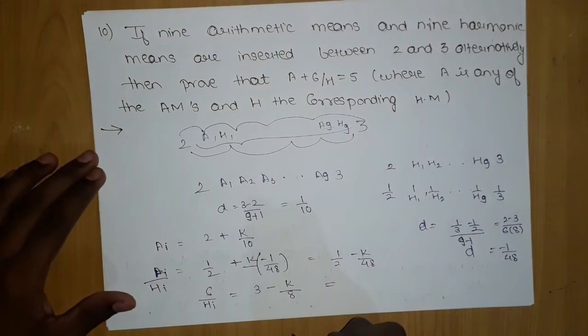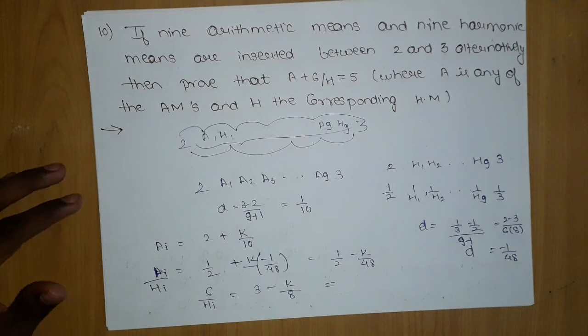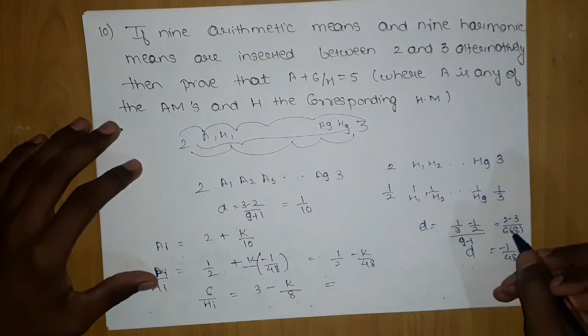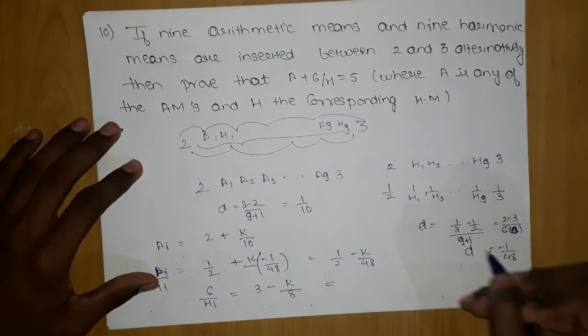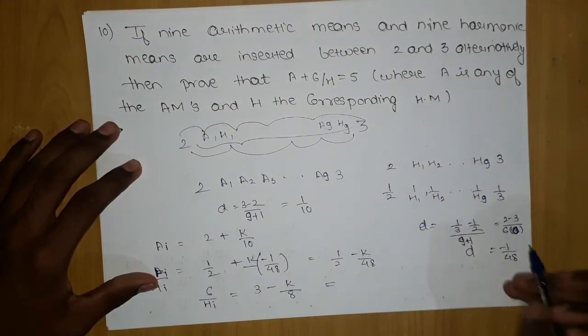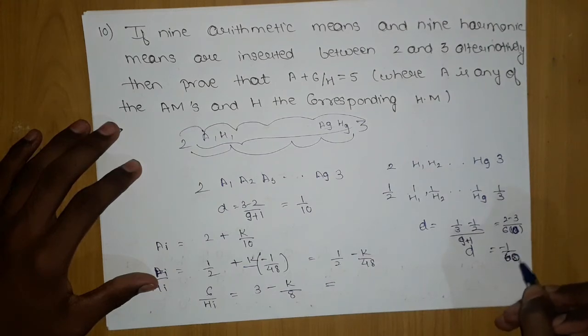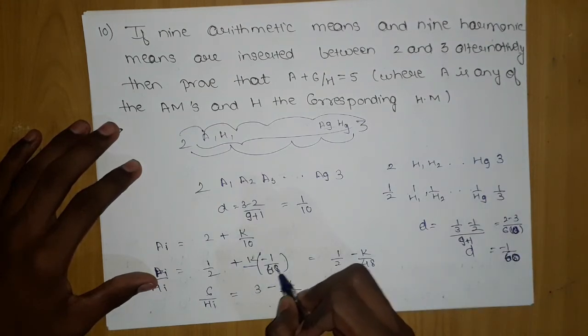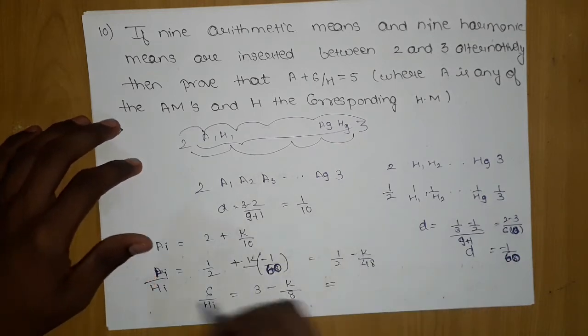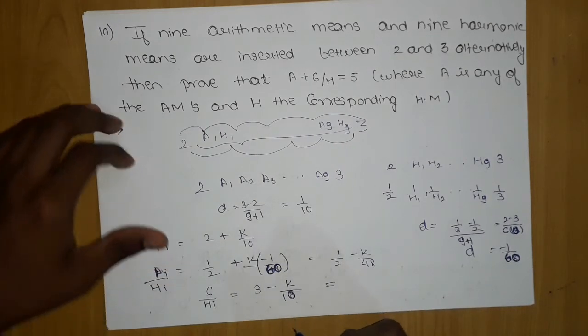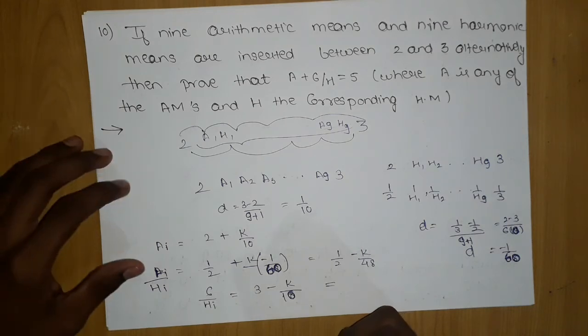This is nothing but 3 minus k by 10. So we got this thing. We are multiplying it by 6, giving 3 minus 6k by 60, and that is 3 minus k by 10. Why did we use 60? Because 9 plus 1 is 10, and 10 times 6 is 60, so we get 3 minus k by 10.